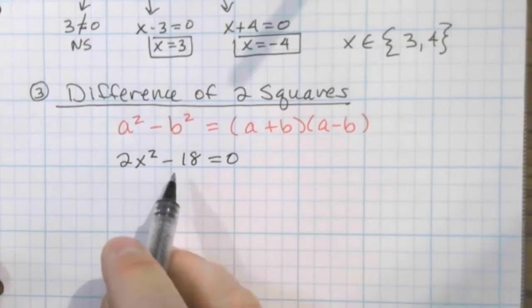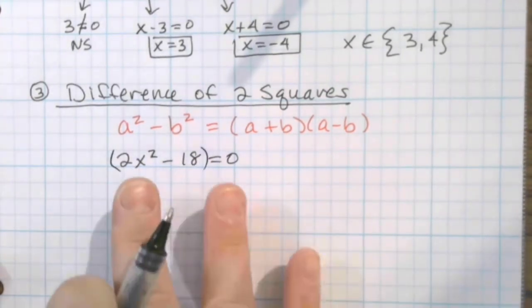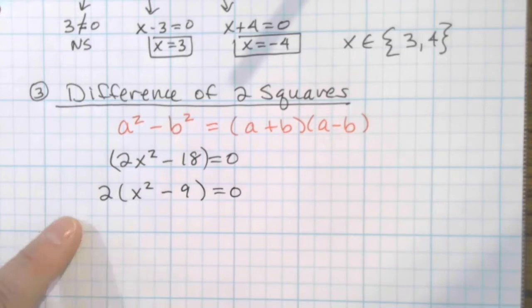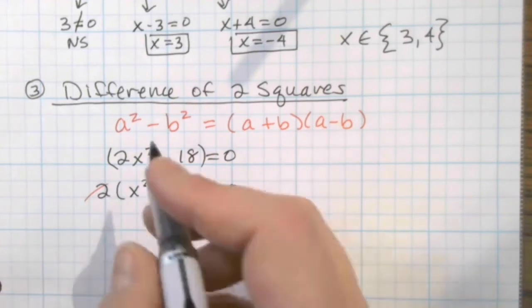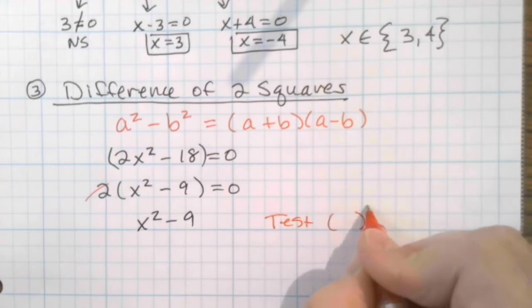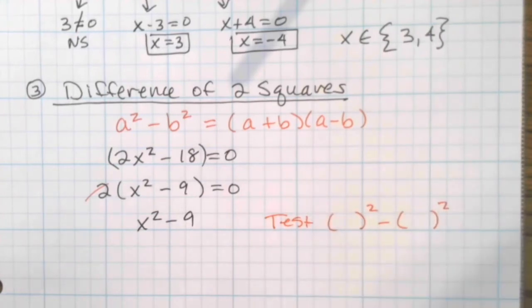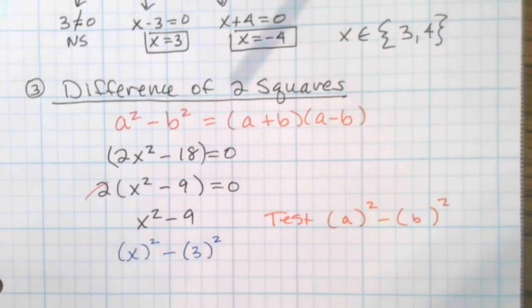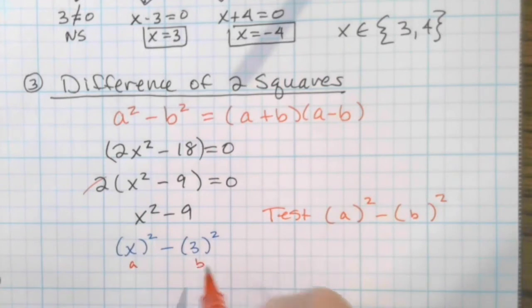All right, first thing you do when you solve by factoring, you always divide out what you can. I can take a 2 out. That leaves me with x squared minus 9. Now obviously 2, when set equal to 0, is not going to give me a solution, but this one might. And your test is, can you write it as something squared minus something squared? If you can, you do have your a and your b. So I can write this as an x squared and 9 as a 3 squared. So yeah, it works. So my a value is x, my b value is 3.